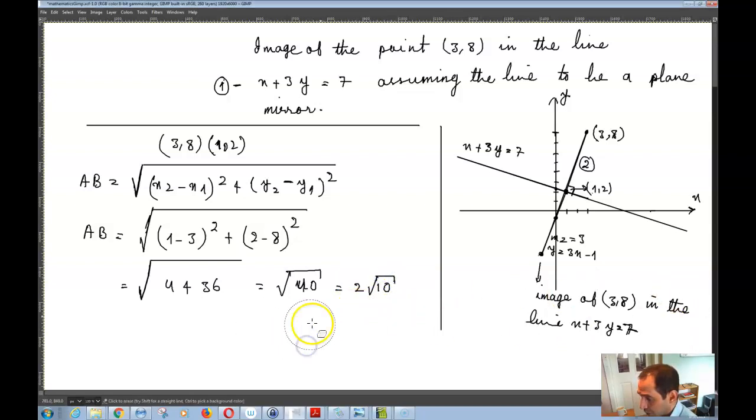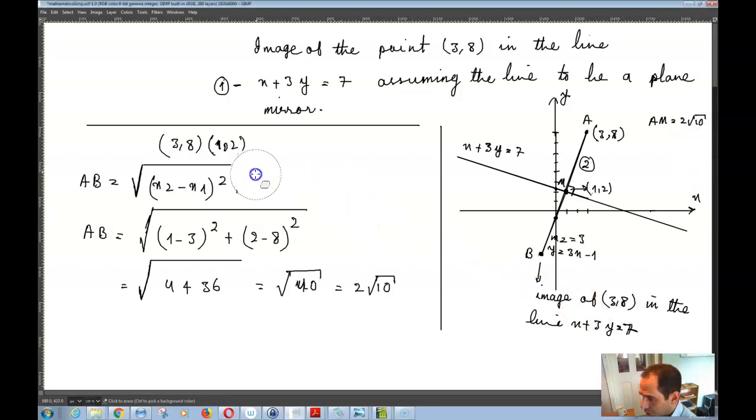And so the distance between these 2 points, if I call this point A, and this point M, and if I call this point B, for example, AM is equal to 2 square root of 10.